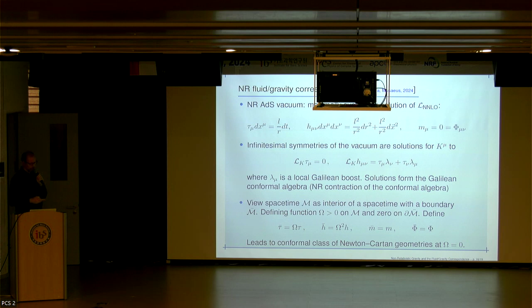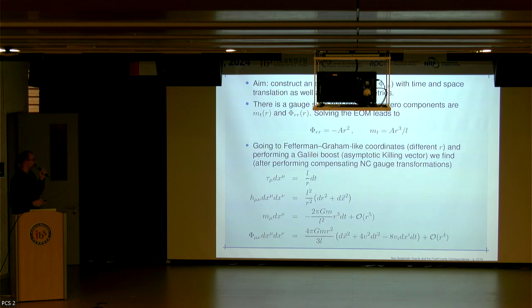So we have a Newton-Cartan vacuum with a Newton-Cartan boundary. So now we want to do the same as in fluid gravity. We want to construct an AdS black brane, although the word black brane should be replaced with some other adjective. So we want to construct an excitation, which means turning on M and phi that respect time and space translations as well as rotation symmetries, because I want to respect these symmetries when I do the fluid description.